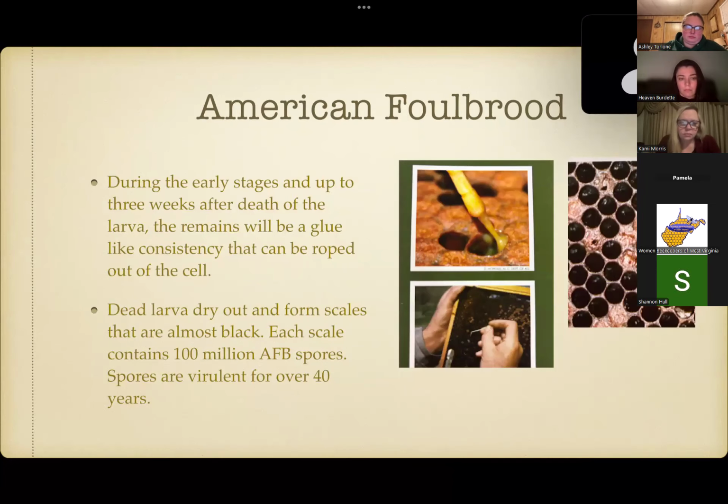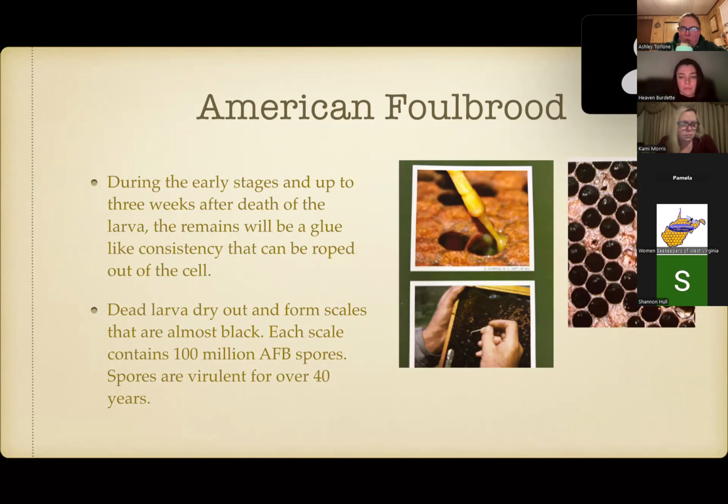During the early stages and up to 3 weeks after the death of the larva, that larva turns into this disgusting glue-like consistency funk. And you can literally take a pin and put it into that cell and dibble it in that dead rotted larva. And when you pull that pin out, excuse the way to say it, it pulls out like a big disgusting loogie. It just ropes all the way out. It's disgusting. There's not another disease that does that. That is your first sign that you have AFB.